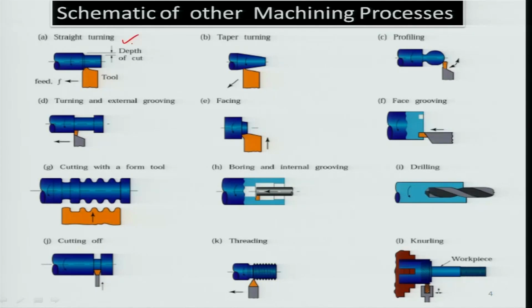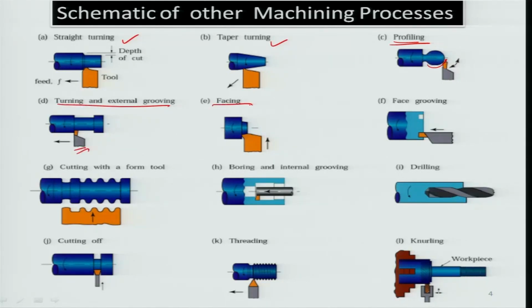For straight turning shown here, there is a taper turning, where the tool goes in a tapered manner with respect to the rotating axis of the workpiece, and it generates a profile identical to its motion. You have profiling, where you have a certain shape, an XY shape, which is typically the curve or the path that the tool follows with respect to a turning workpiece, so that you can have a complex shape profiled onto the workpiece. You have turning and external grooving, as can be indicated here.